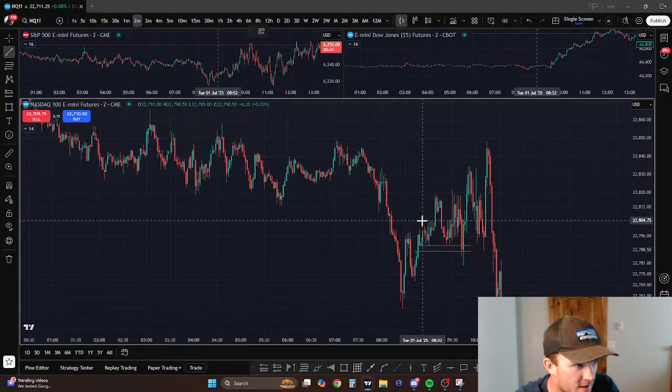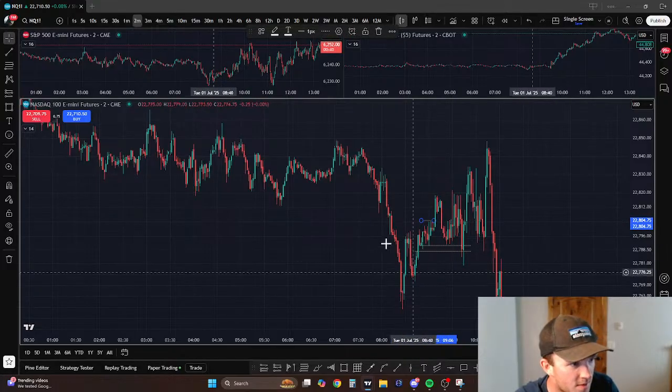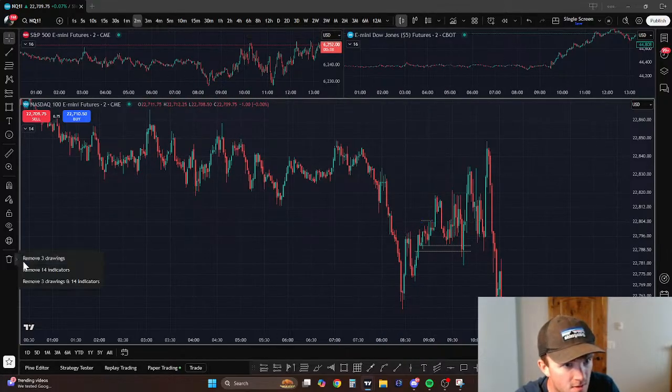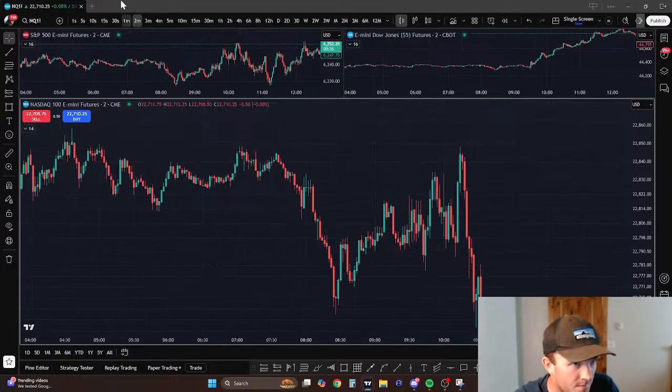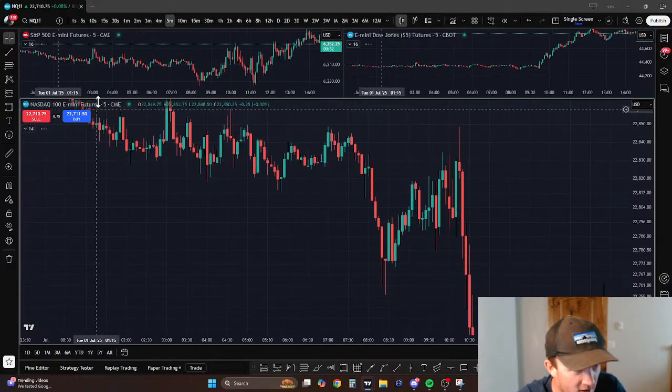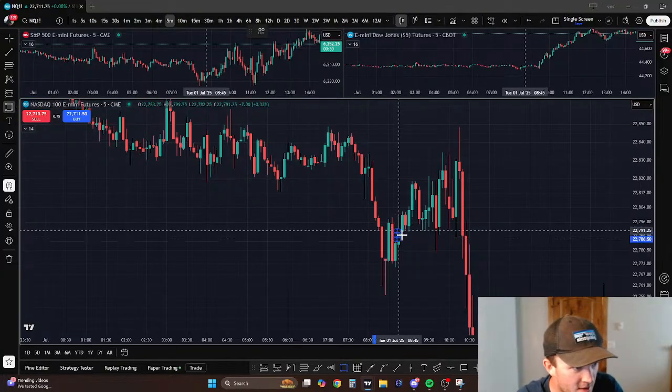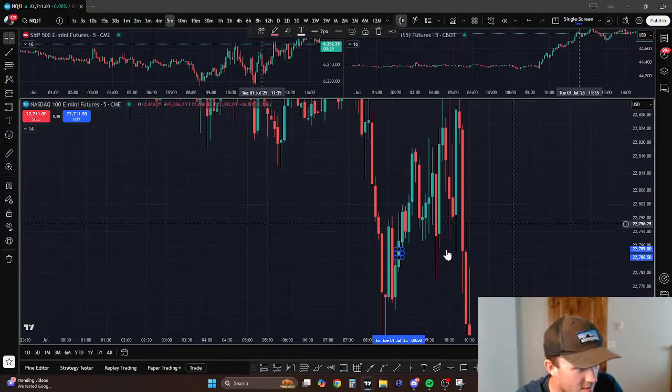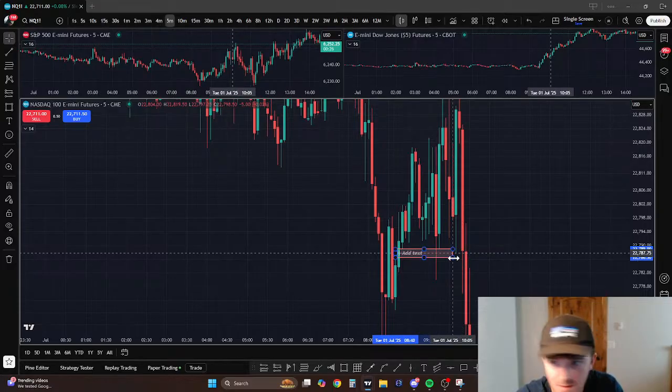I mean, this does break this high. There's not really a sweep though, so I actually took this trade. This is kind of cool. I'm looking at my own trade that I took. I took this 5-minute gap.